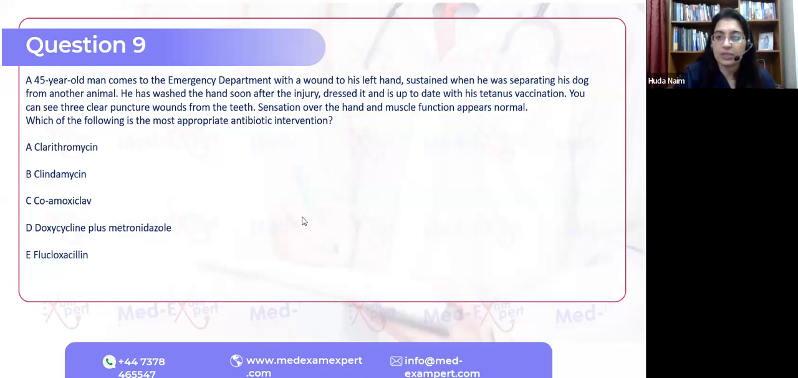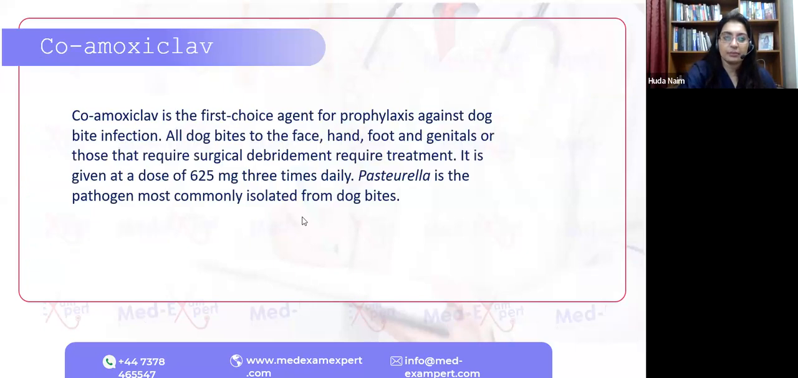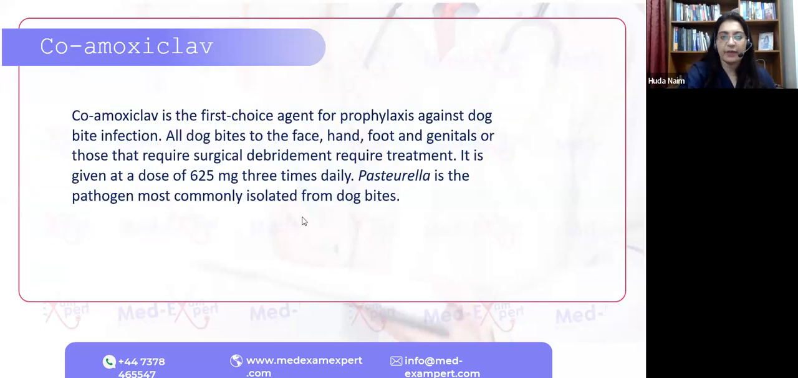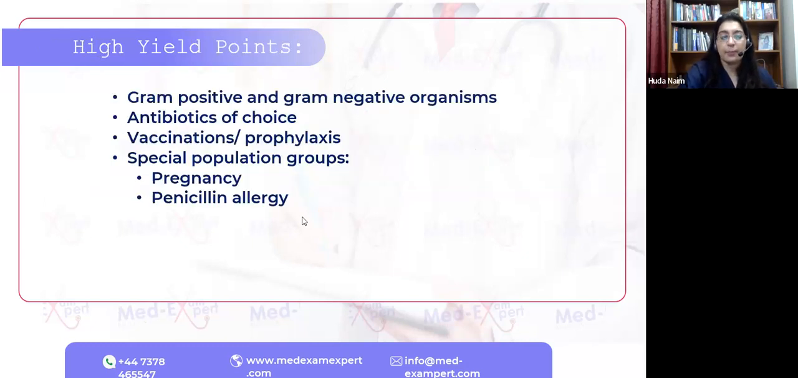So yes, it's co-amoxiclav. That's the one that's given when you have a dog bite. And what is the organism that you would see in dog bites? Pasteurella. Very good. Pasteurella is the one that you see in dogs. Bartonella is in cats, Pasteurella is in dogs. So very, very important to know about different types of gram-positive or gram-negative organisms. What would be the antibiotics of choice?